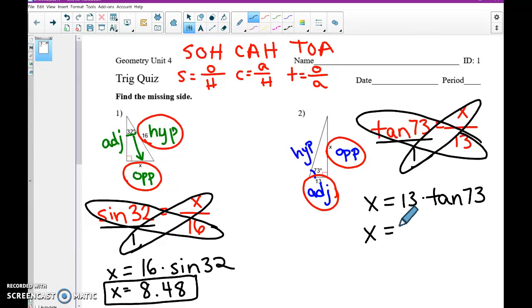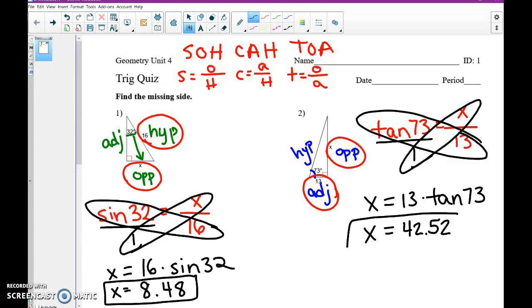X is by itself, so I don't have to move anything around. I just have to plug in 13 times tangent 73. Again, if you're using the nice calculators, the TI-30X, you can just type in 13 multiplied by tangent 73 in that exact order. You should get 42.52, because it's 42.521. The 1 does not round up to 2, so it stays as it is. If you've got one of mine, type in 73, hit the tangent button, then hit times 13.